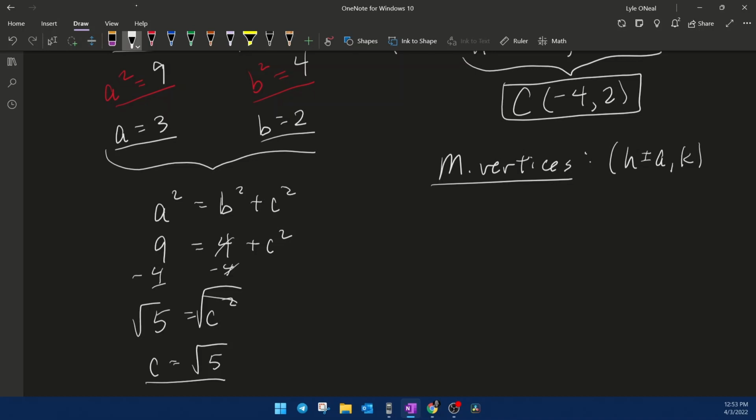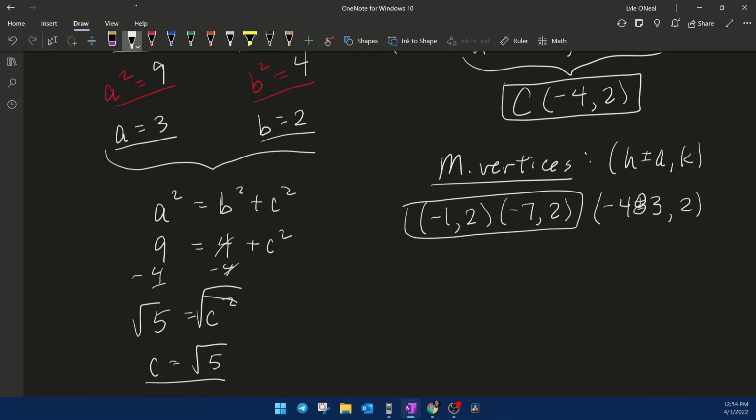All right, here we go again. Plugging in for h. h was negative 4, plus or minus a was 3, and k was 2. And then I want to simplify those into the two separate ordered pairs. So we're going to do the plus first. Negative 4 plus 3 is negative 1, comma 2. And then we're going to do the minus. Negative 4 minus 3 is negative 7, comma 2. And I've got my major vertices.